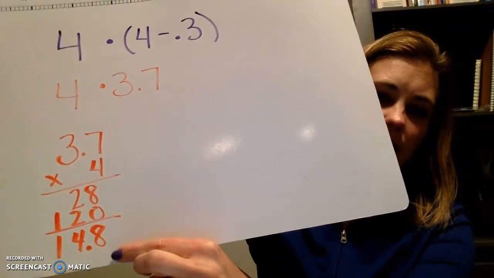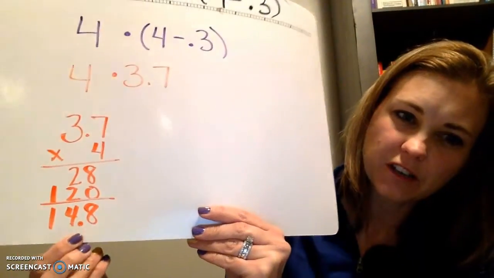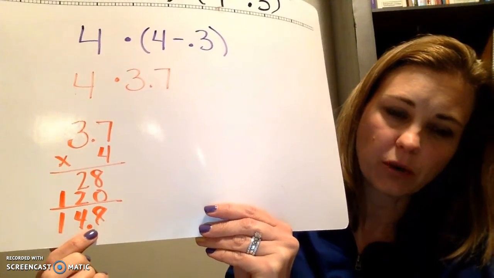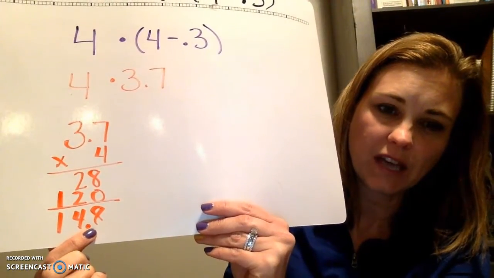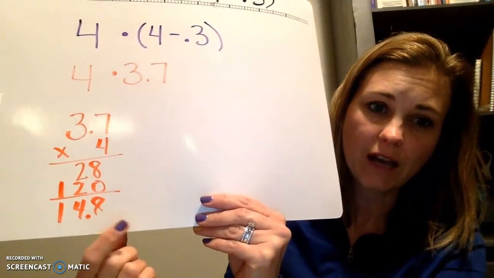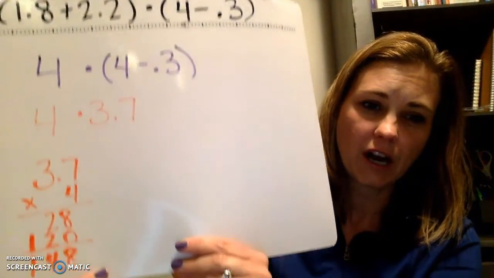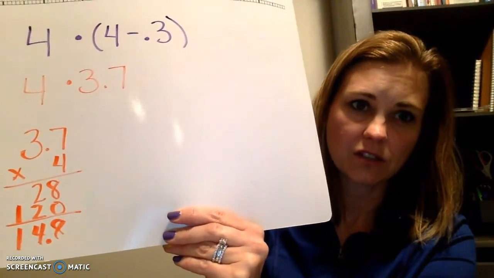So on the 8, and then I move it over. This is hard to do backwards. I have it on the 8, and I move it over 1 decimal point. So that would make that answer 14.8. So this is what I simplified to. I went from this expression up here, and I simplified it all the way to 14 and 8 tenths.